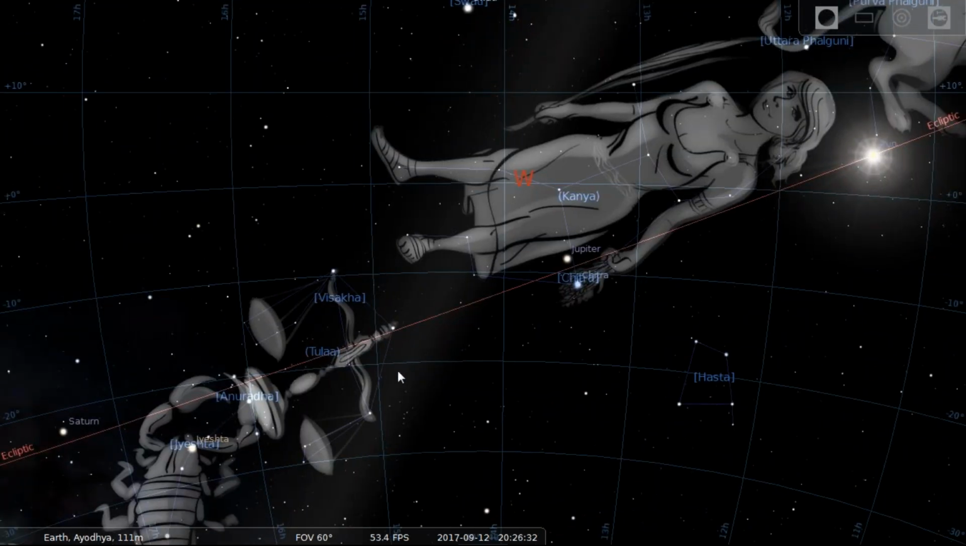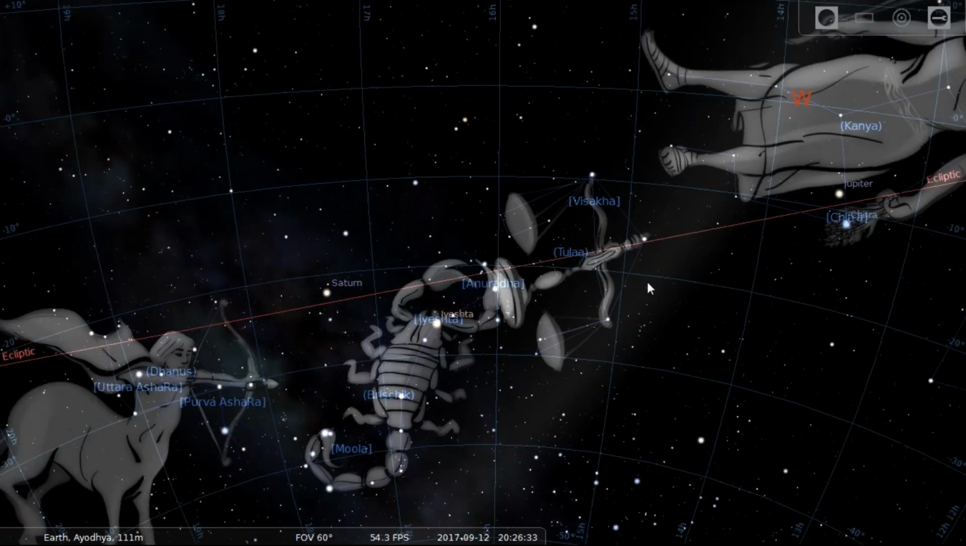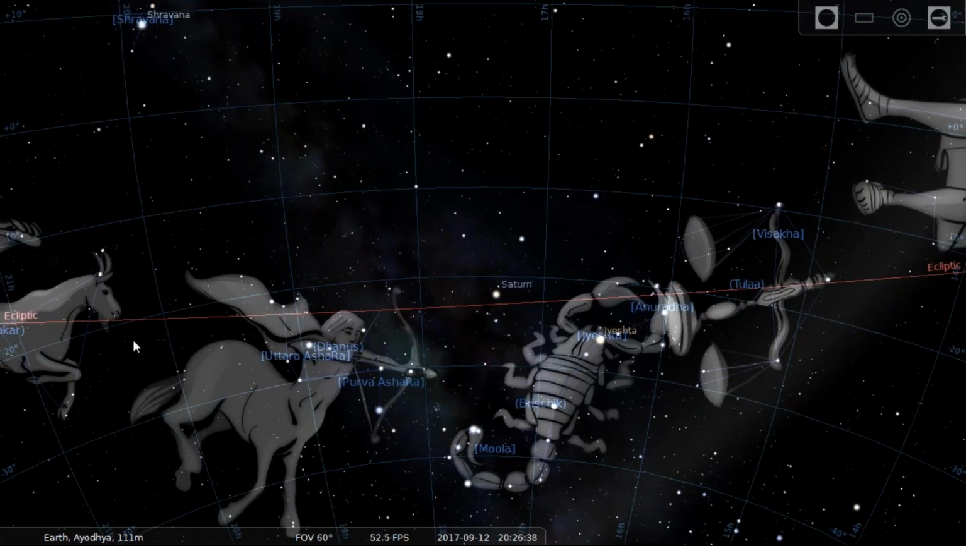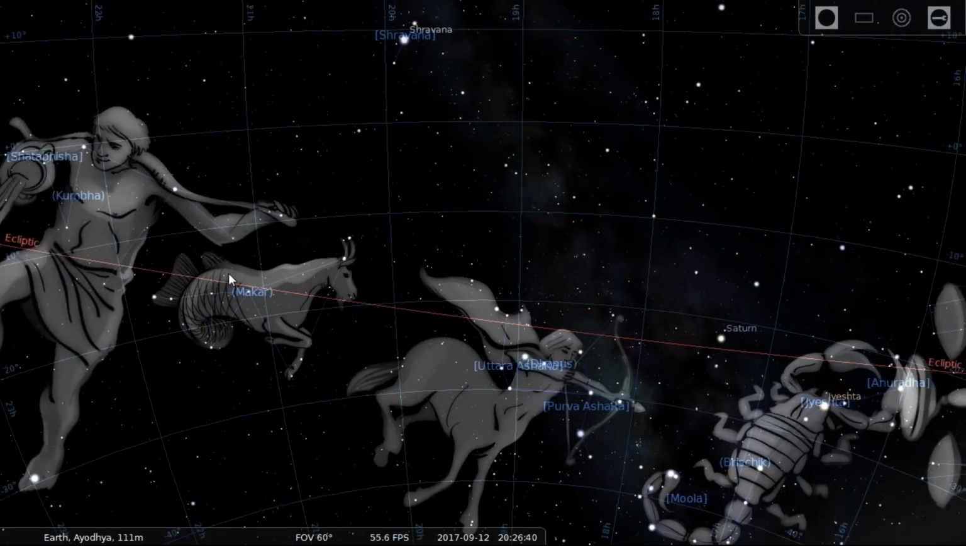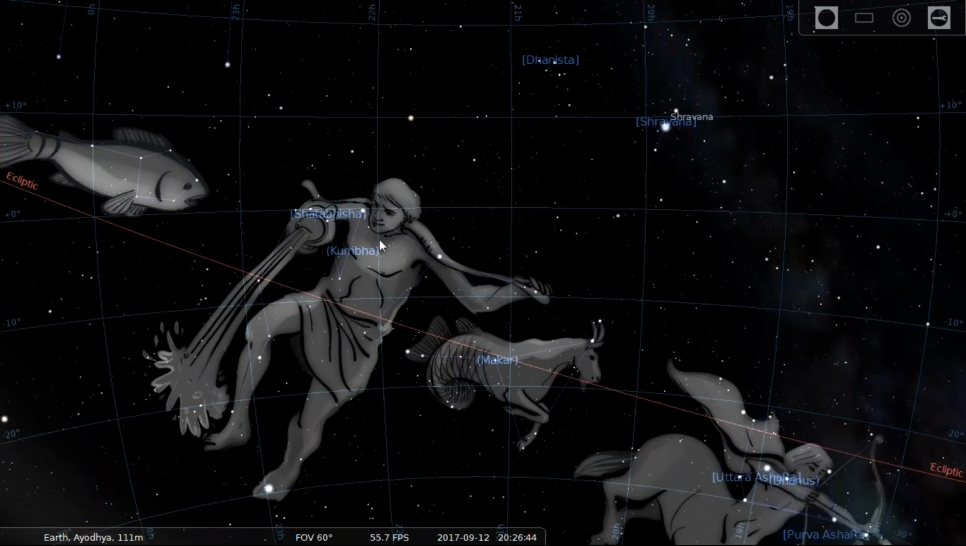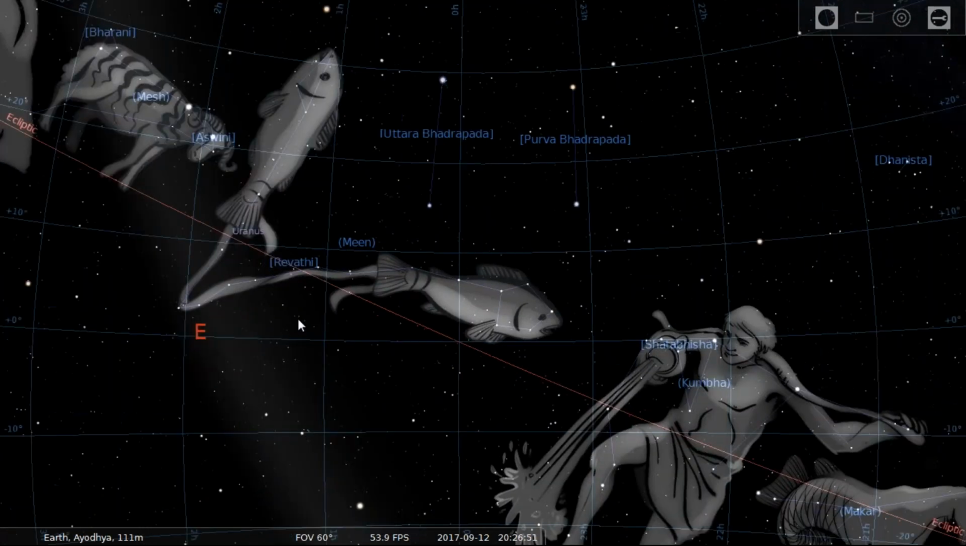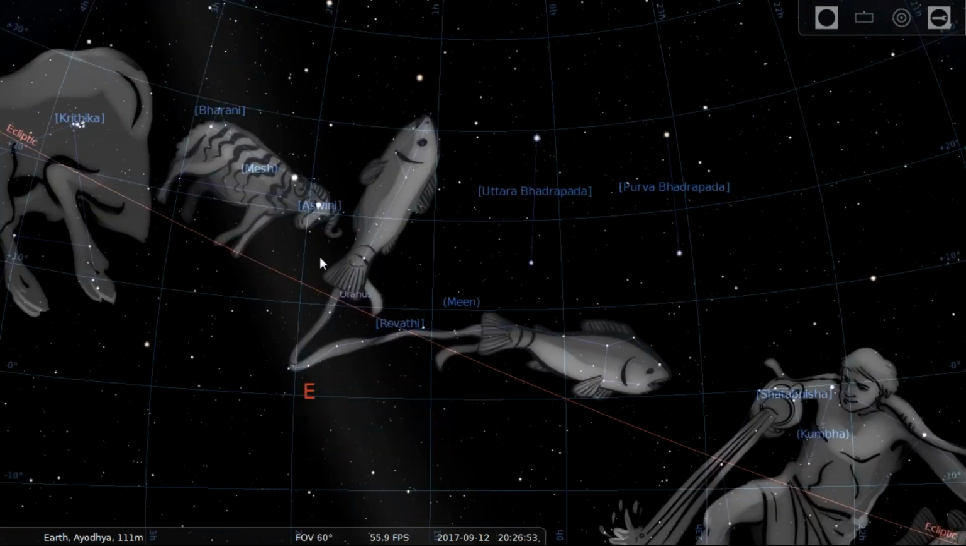Then Libra, Scorpio, Sagittarius, Dhanu Rashi, then Makar, Capricorn, and Kumbh, what we call Aquarius, and then the last sign is Meen Rashi. And then again it comes back to Aries. So this is the entire circle, and it has been divided like this.